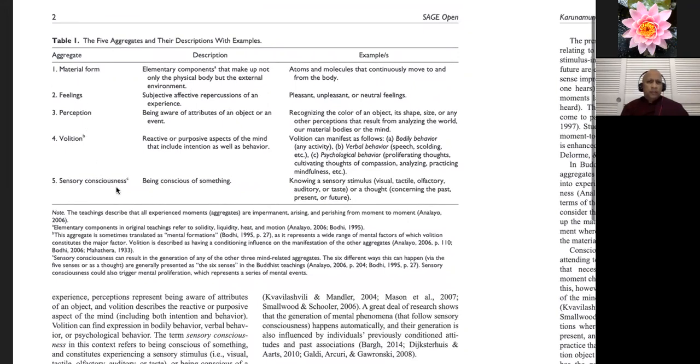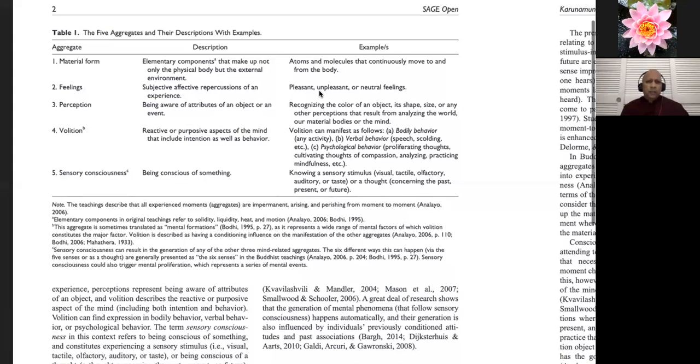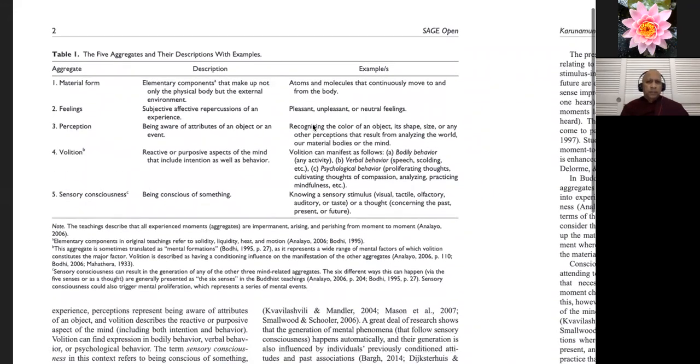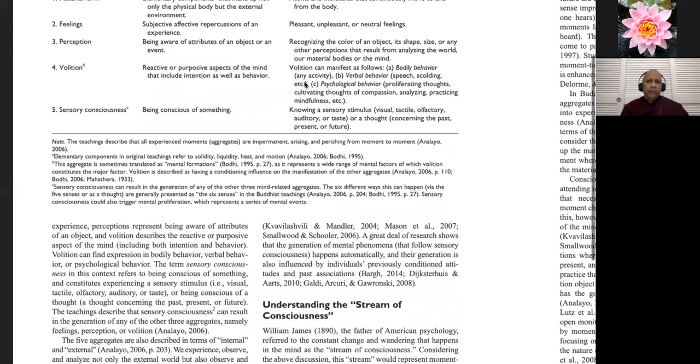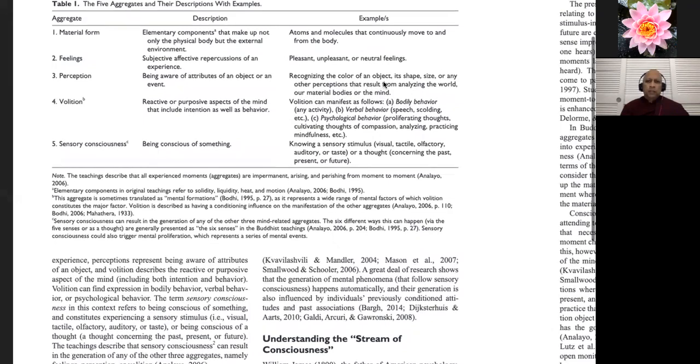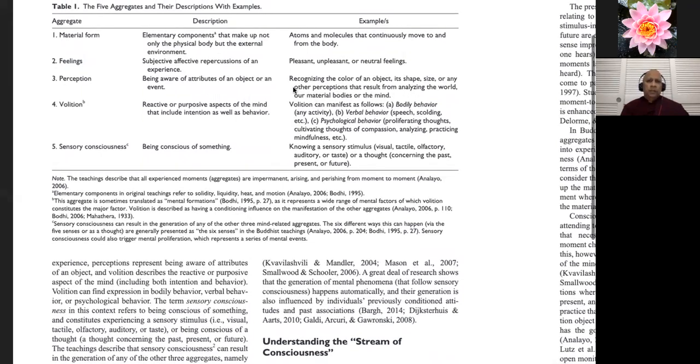Here: feeling, perception, volition, and sensory consciousness. We can skip the first one, material form. The feeling again is pleasant, unpleasant, or neutral feeling. That is, pleasant is sukha, unpleasant is dukkha, and neutral is upekkha. And perception again: recognizing the color of an object, its shape, size, or any other perceptions that result from analyzing the world, our material bodies, or the mind. That is her explanation, her definition, based on the canon actually. As I go through the lines, I revisit the corresponding Pali phrases in my head. So this is what perception is.